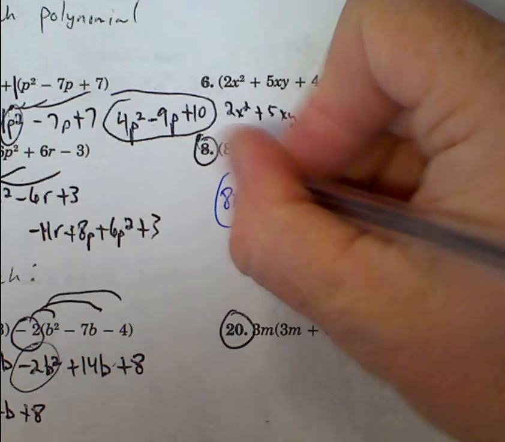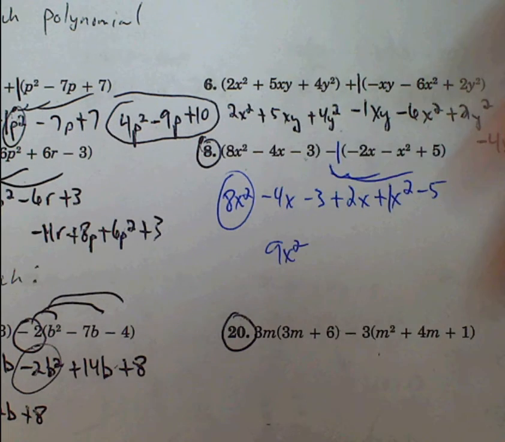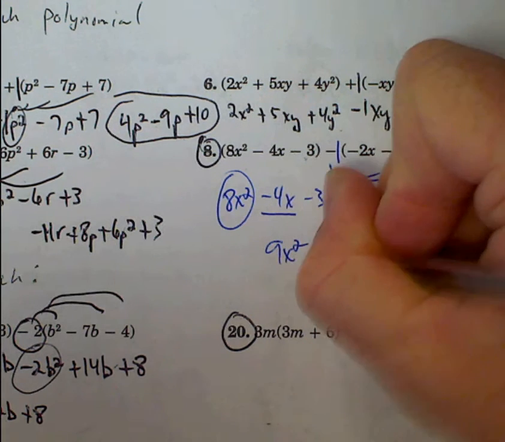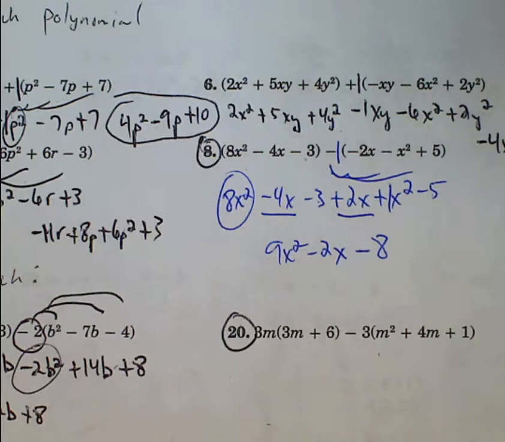Combine like terms, 8x squared, 1x squared becomes 9x squared. Negative 4x, positive 2x becomes negative 2x. Negative 3, negative 5 is negative 8.